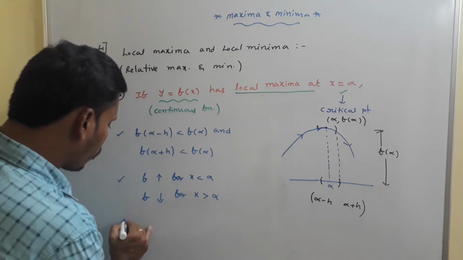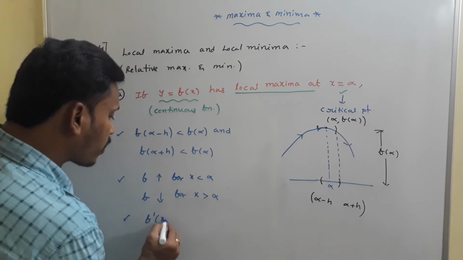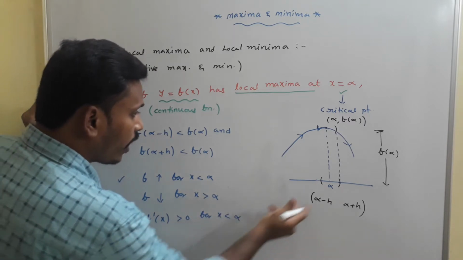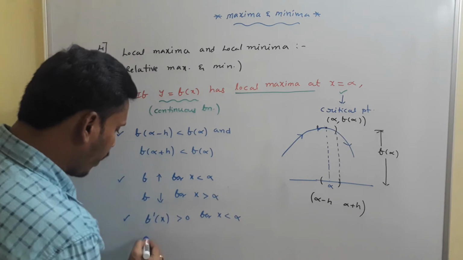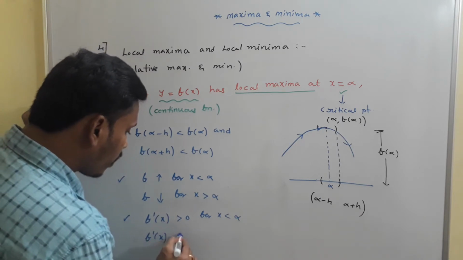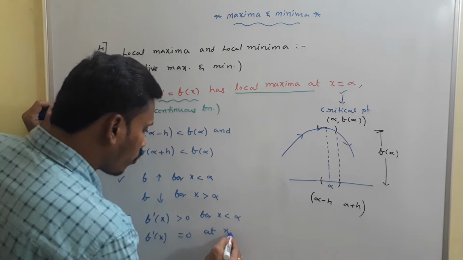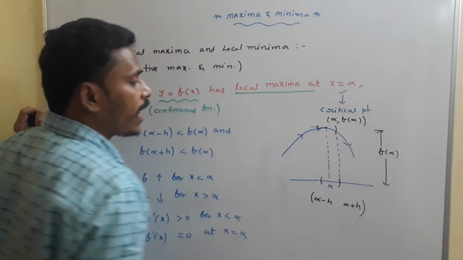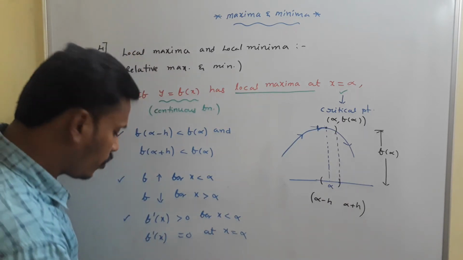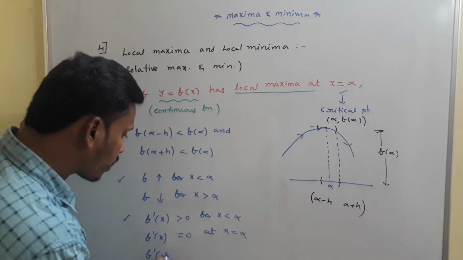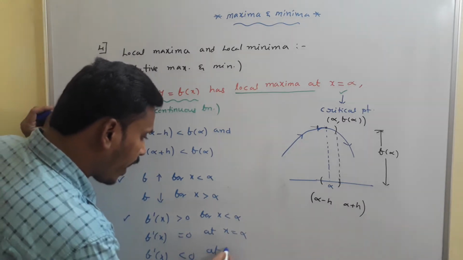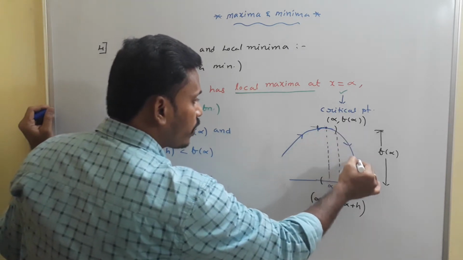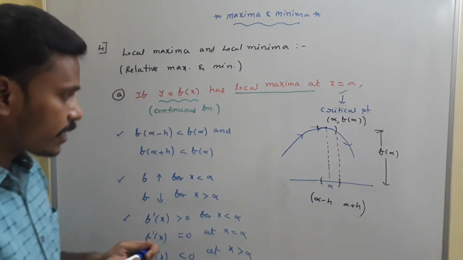So here I will mention one more thing, that is f dash of x is greater than 0 for x less than alpha. Left side of alpha is increasing, so greater than 0. And f dash of x is equal to 0 at x equals alpha. At exactly alpha, since we have a peak here, you will get a tangent parallel to the x-axis, so the derivative is 0. And f dash of x is less than 0 for x greater than alpha. Right side of this point alpha, since the graph is decreasing, its derivative is less than 0.